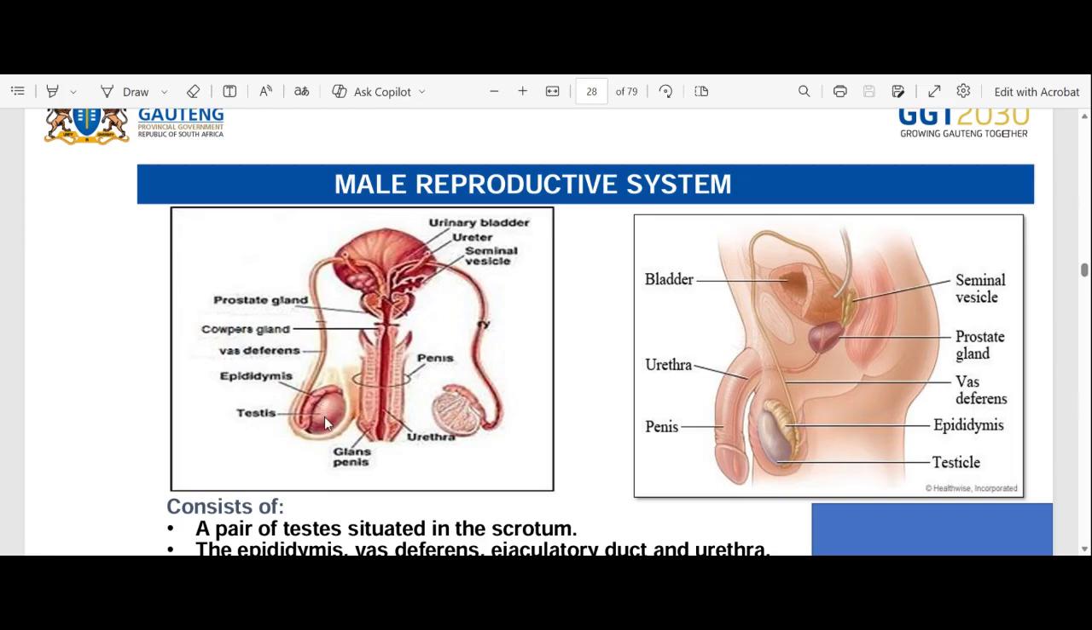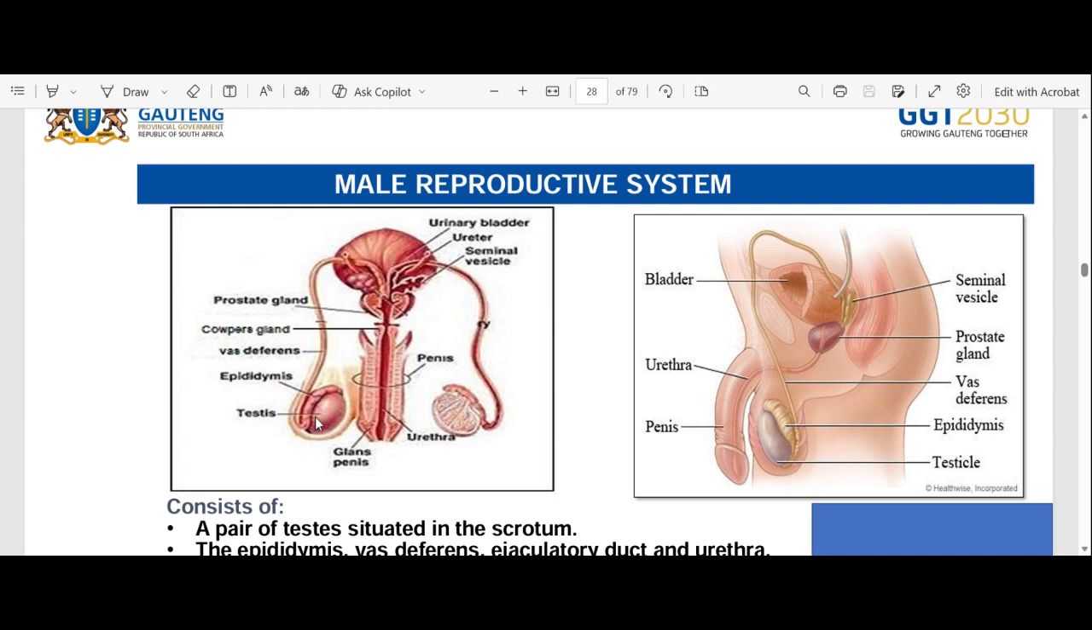I'm going to repeat the functions. The first function is that it's the site for meiosis. The second function is that it's responsible for production of sperms. And the last function is that the testes produce testosterone, which is a male hormone that's responsible for puberty.